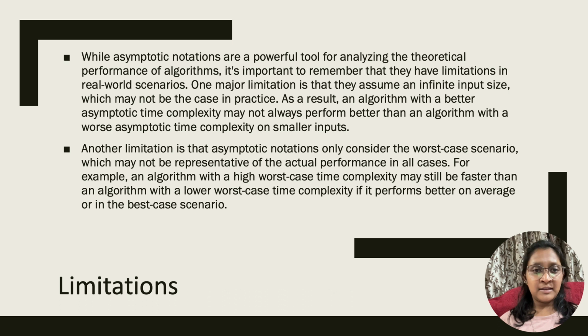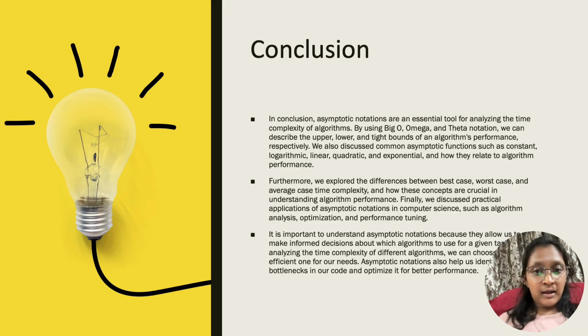Another limitation is that asymptotic notations only consider the worst case scenario, which may not be representative of actual performance in all cases. For example, an algorithm with a high worst case time complexity may still be faster than an algorithm with a lower worst case time complexity if it performs better on average or in the best case scenario. And let us come to the conclusion of today's topic.